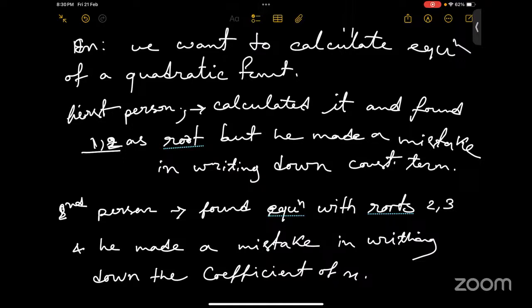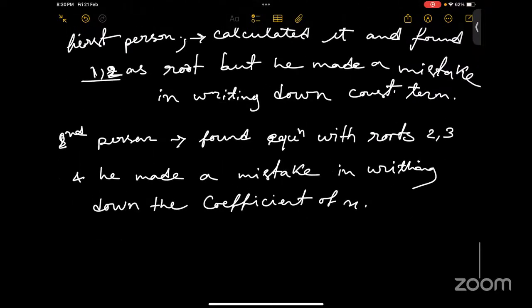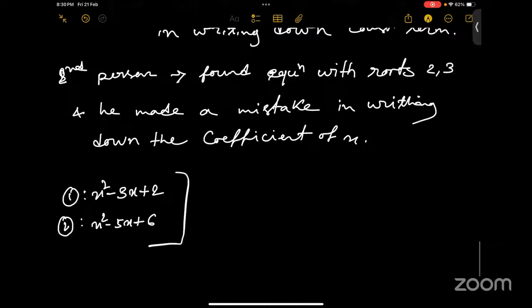May I answer, ma'am? Yeah, sure. The first equation, I am getting as x square minus 3x plus 2. And the second one, I am getting as x square minus 5x plus 6. So what is our required equation? x square minus sum of zeros x plus product of zeros. Yes, that is right.